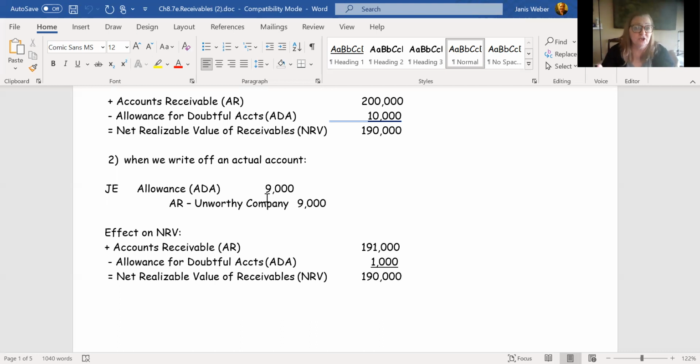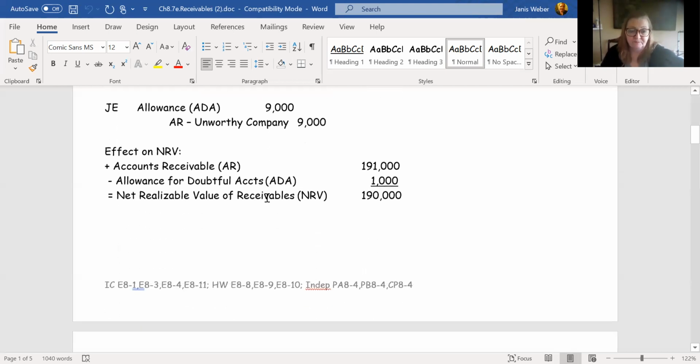So when you look at your balance sheet after that adjustment, you wind up with an accounts receivable of 191, allowance of 1, for a net realizable value still of 190,000. That's because you didn't actually change anything, because you had already assumed these accounts are going to be bad, and you didn't make it any different by your write-off.